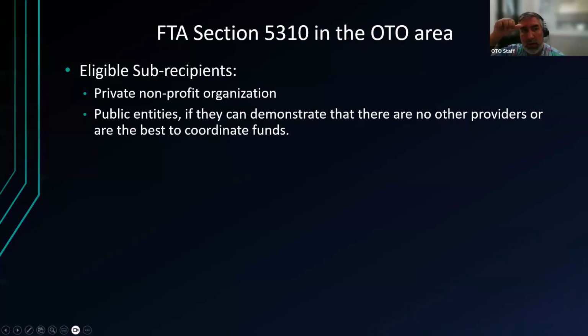So for our area, the eligible sub-recipients under OTO are mostly private nonprofit organizations. The funding is not for for-profit agencies, and there's a possibility that state or local governments, so public entities, can be eligible for funding, but they would have to demonstrate there are no other providers, especially nonprofit providers doing this, or that they're the best to coordinate the funds in the area. But again, very important, it has to be a nonprofit organization and cannot be a for-profit.